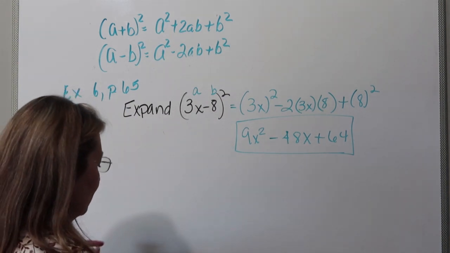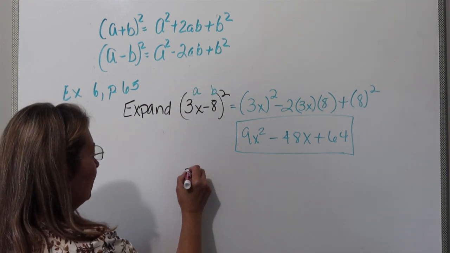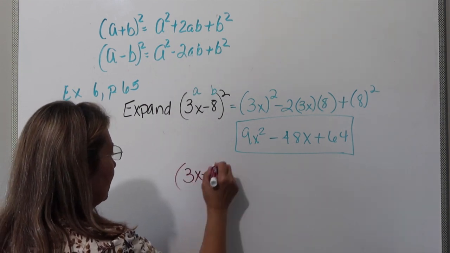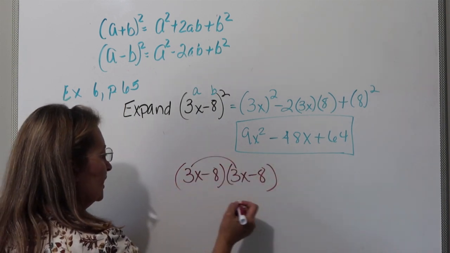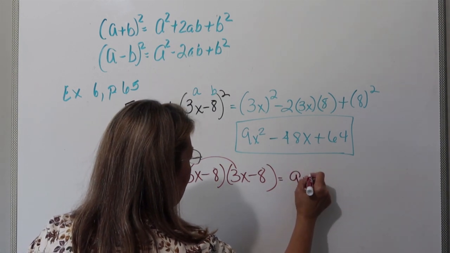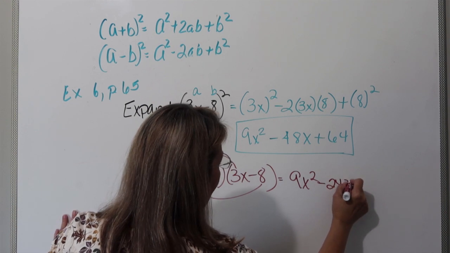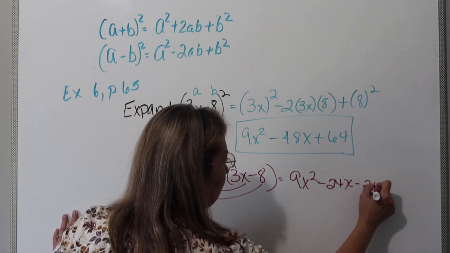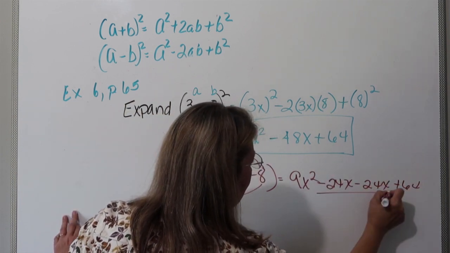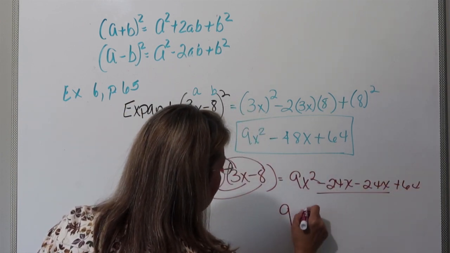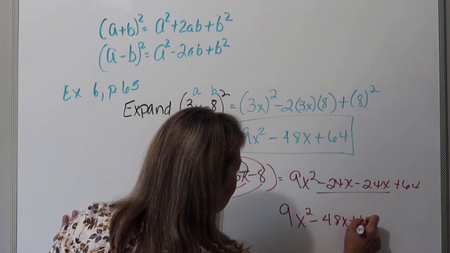Now, would you get the same answer if you took this and expanded it out and did the FOIL method? Let's see, 3x minus 8, I would have to expand that out. Then I would use FOIL. 3x times 3x is 9x squared. The outside is negative 24x. The inside is negative 24x. And my last two is positive 64. These two would combine, so I still get 9x squared minus 48x plus 64.